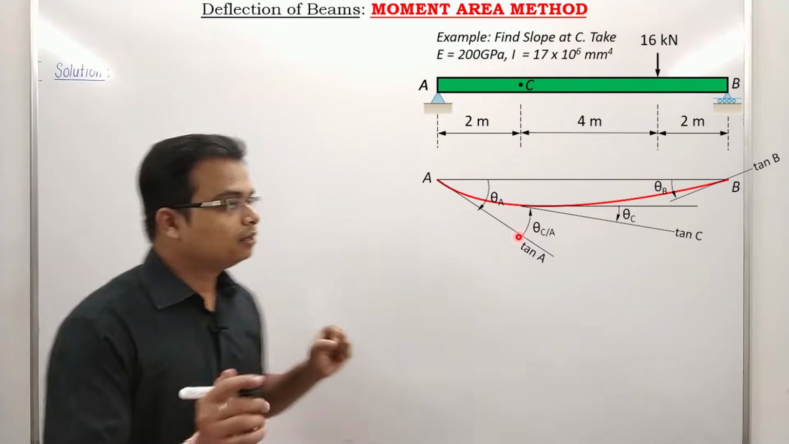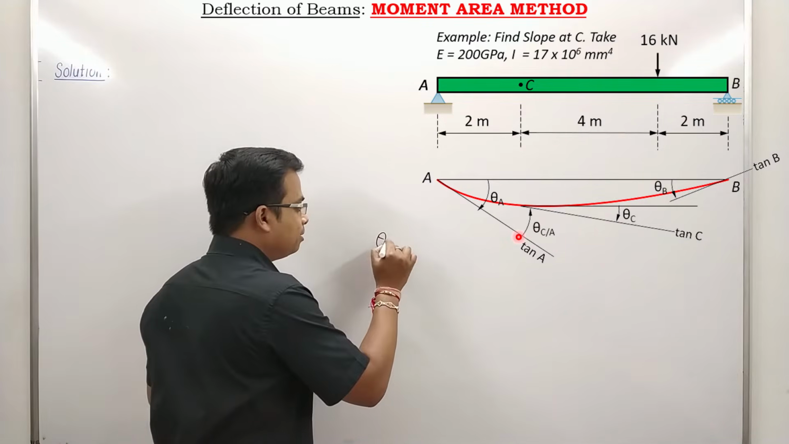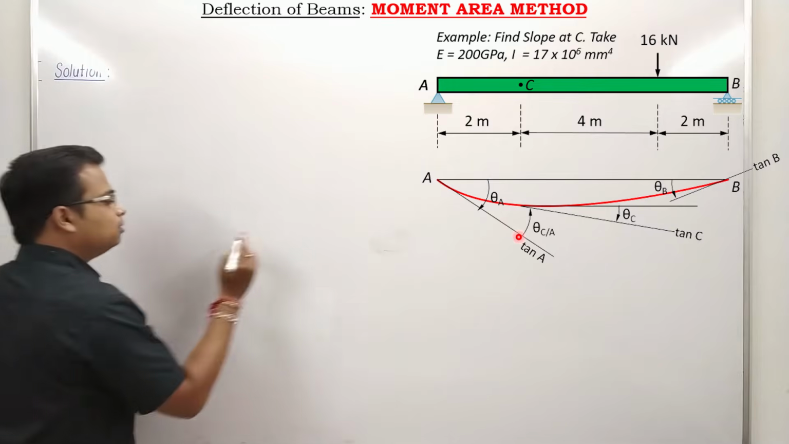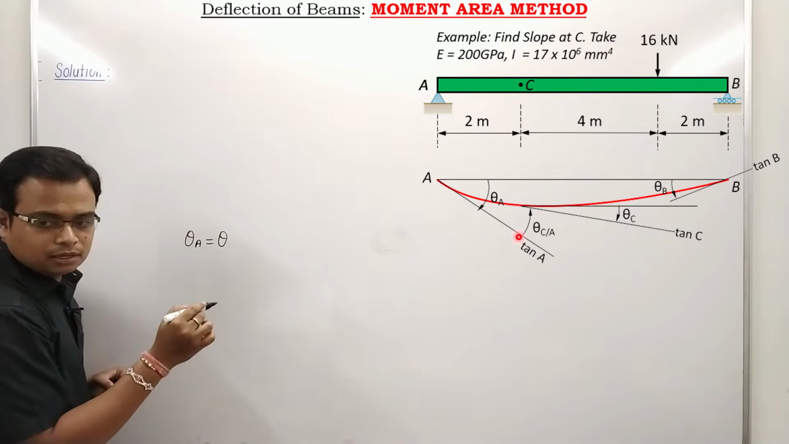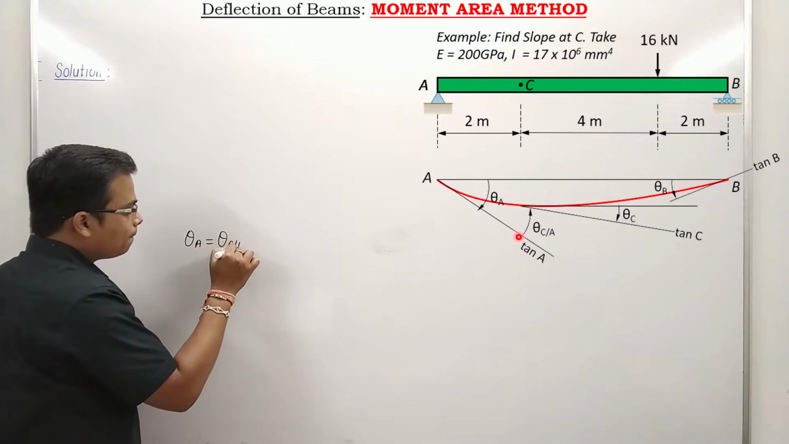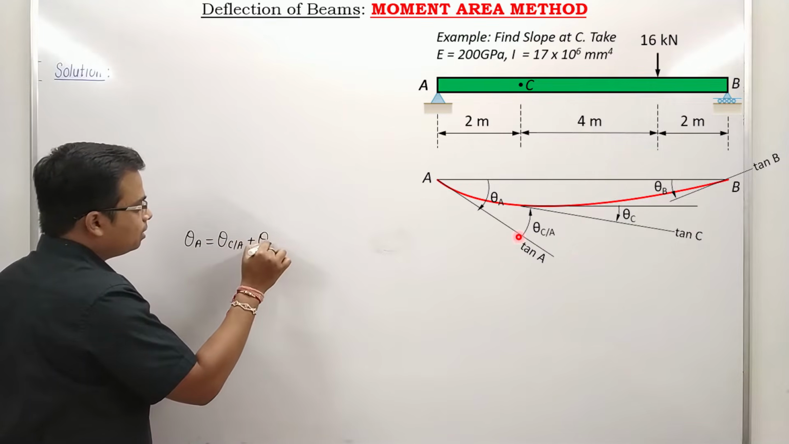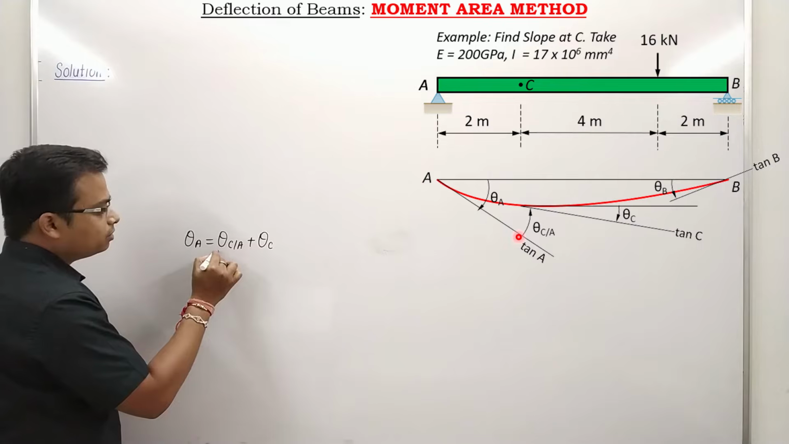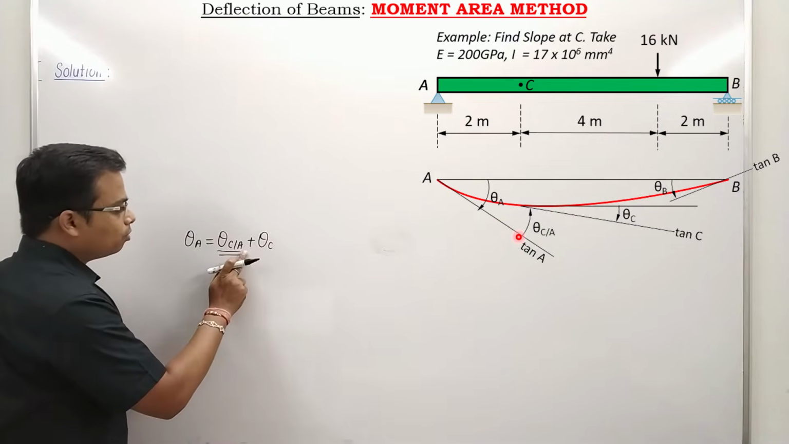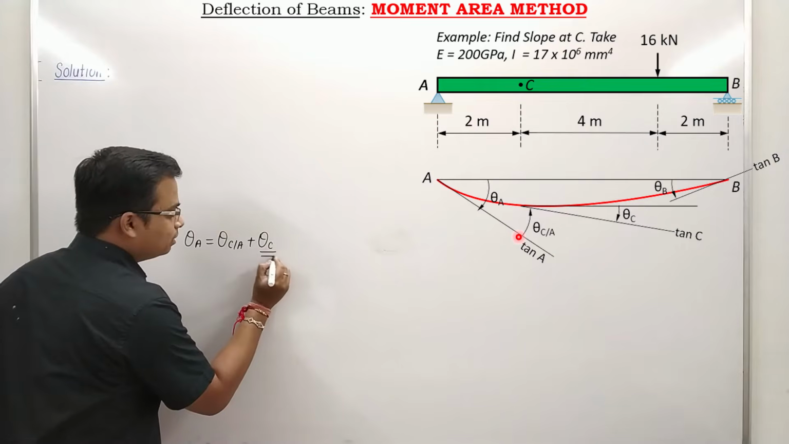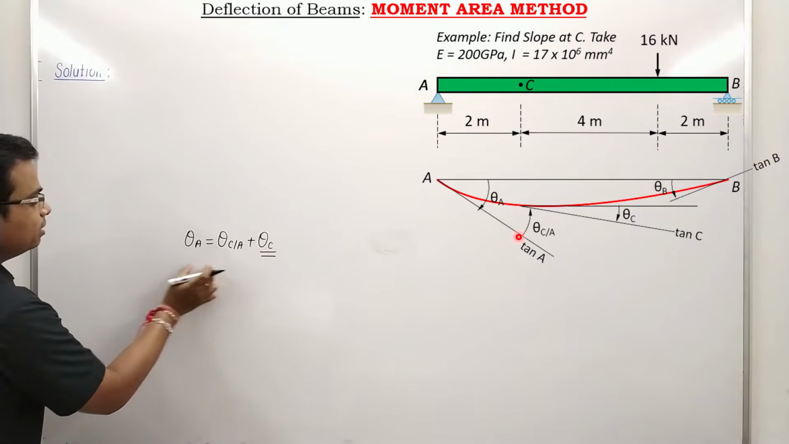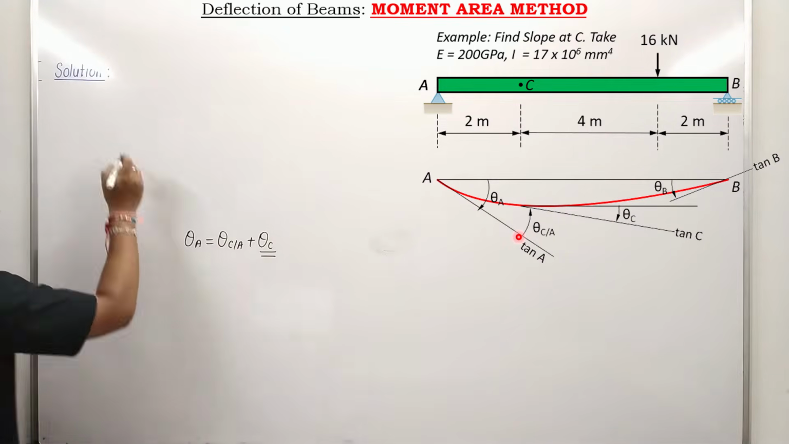Theta A can be written as, let me write it over here, theta C to A plus theta C. What we want is this theta C. So let us write this theta C as theta A minus theta C to A.